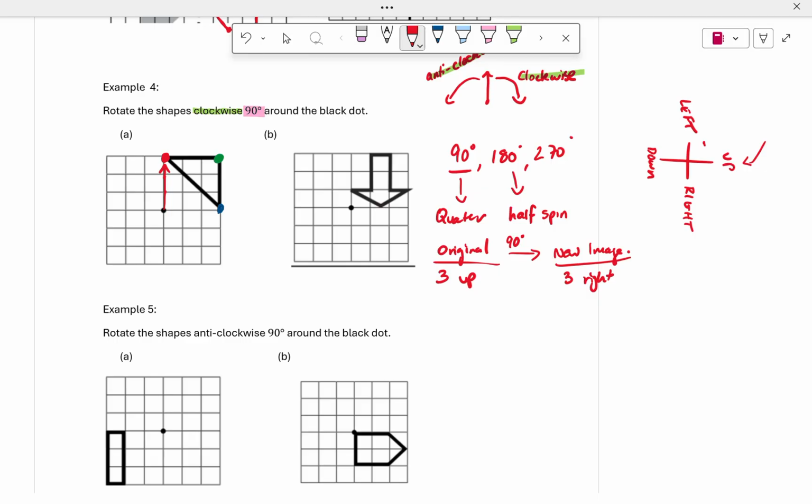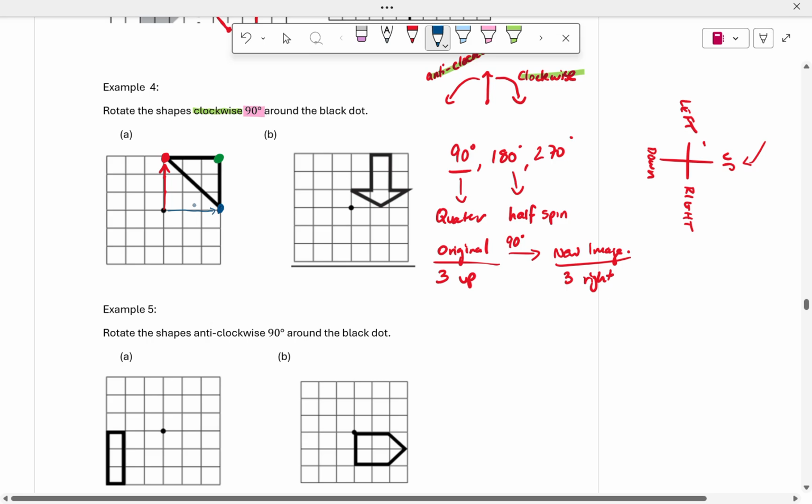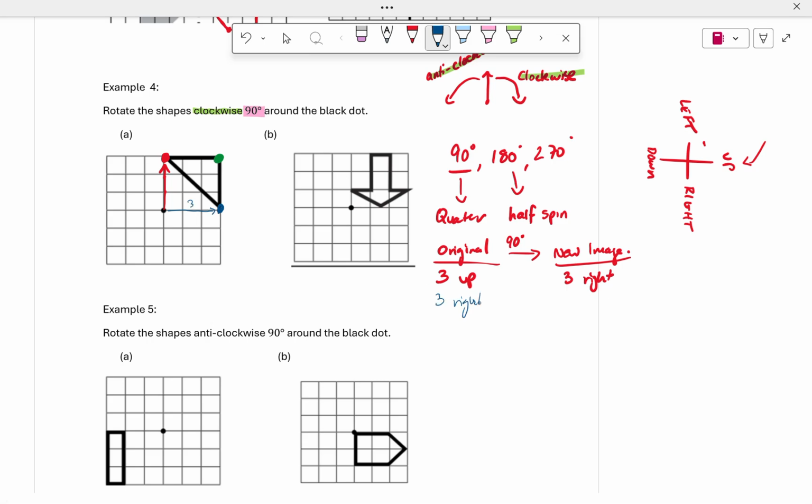Let's have a look at my blue point now. Firstly describing how I would represent this blue point. From the dot, it is currently 3 to the right. So original is 3 right. Now I've already spun this. So which way is right now going? Right is now going down. So instead of going 3 right, I'm now going to go 3 down. As I'm translating this across to my new image, from my dot in the center, always from the dot in the center, I'm now going to go 3 down.